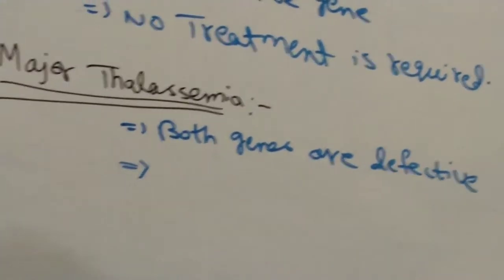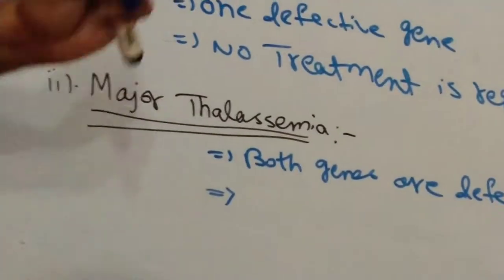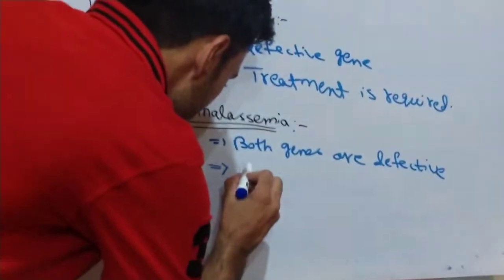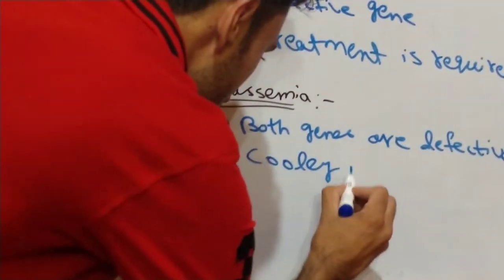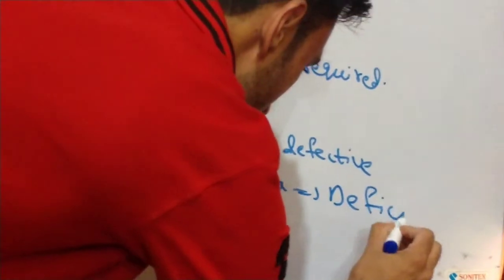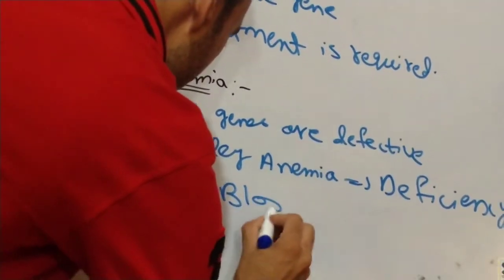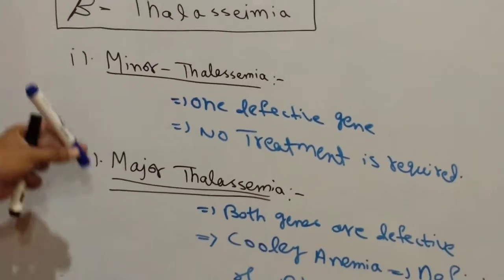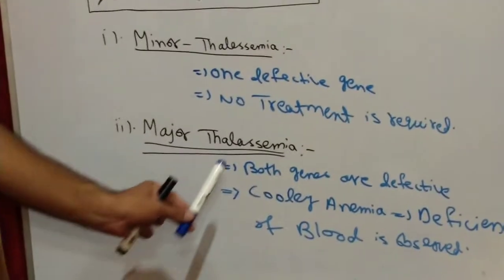Now, the baby which possesses this disease known as the major thalassemia develops the disease known as the coolie anemia. So, this major thalassemia leads to the disease known as the coolie anemia, in which deficiency of blood is observed.